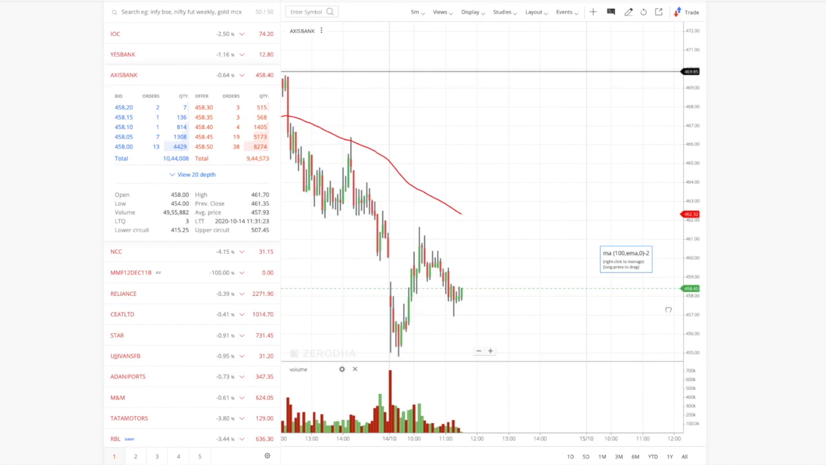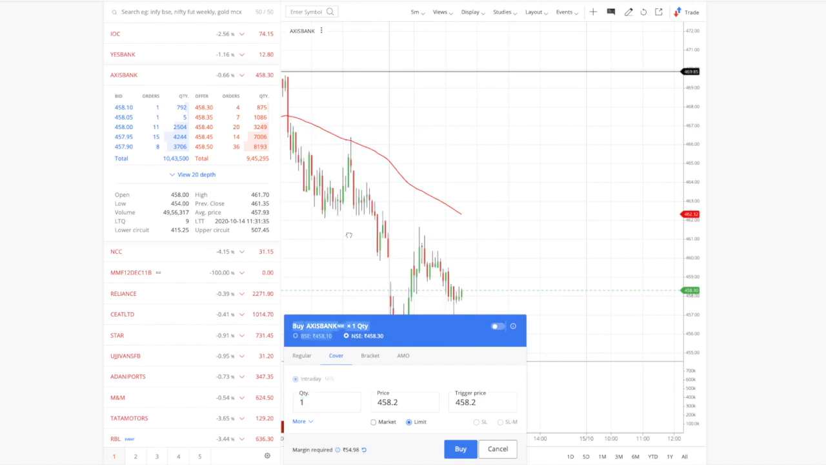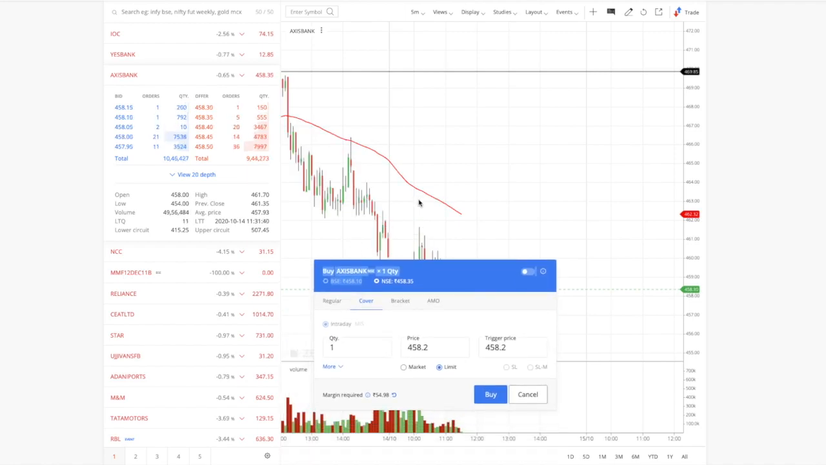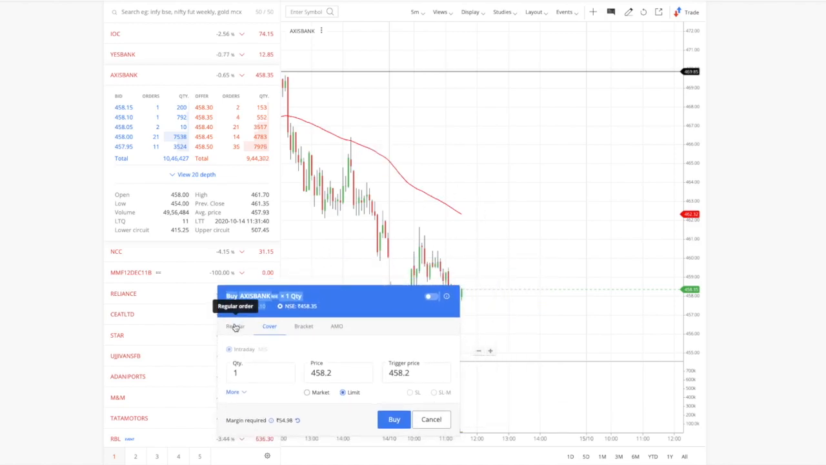Right now, let's say that I'm very aggressive and I really want to buy this stock. Whatever is the price, I don't care. I want to buy it. So what should I do? I can click on buy. Now I'll be going for what we refer to as a market order. The category is regular.